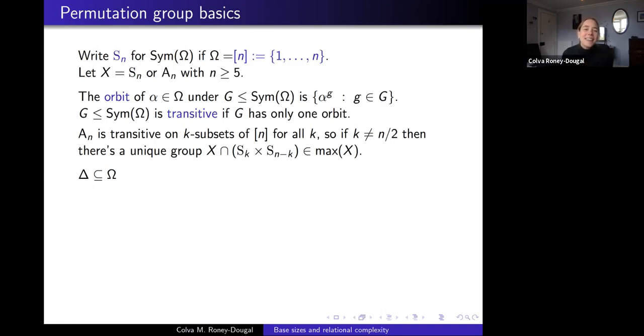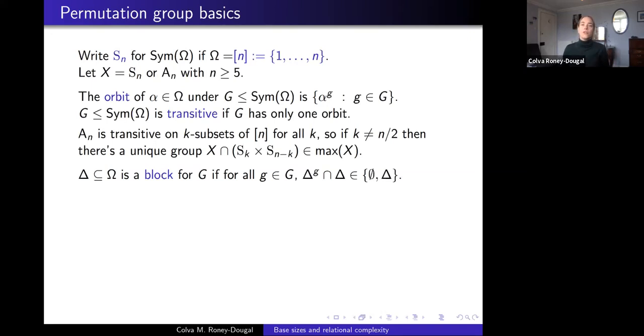So if we take a subset delta of omega, then we say that it's a block for my permutation group G, my subgroup of Sym omega, if for every group element in G, when I look at what happens if I hit every point in delta with G, so by delta to the G, I mean act on the whole set, and look to see how many of those images are in the set delta, well, either none of them are, I've moved delta completely outside itself, or all of them are. So I've either sent delta completely back to itself, or I've sent it completely outside itself. Such a subset is called a block.